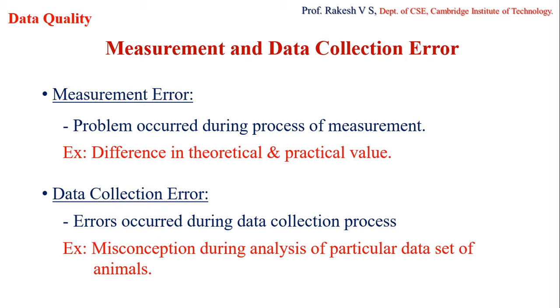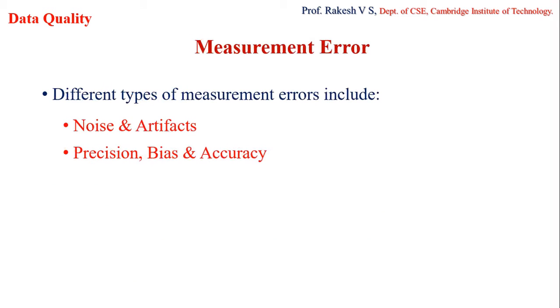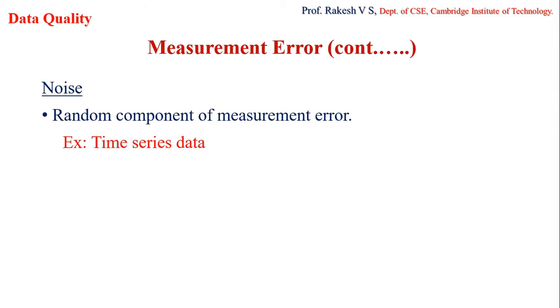So first, let us look into some of the measurement errors that are there, which commonly include noise and artifacts, precision, bias, and accuracy. So first, let us look into what a noise and an artifact is. When I say noise, noise is a random component of a measurement error. So any distortion involved, or maybe additional data that is being added to the actual data, will be considered as noise.